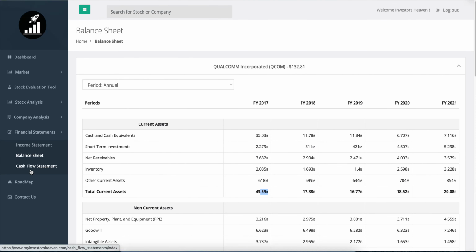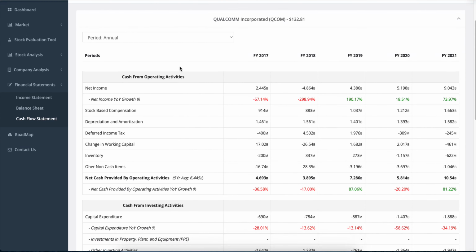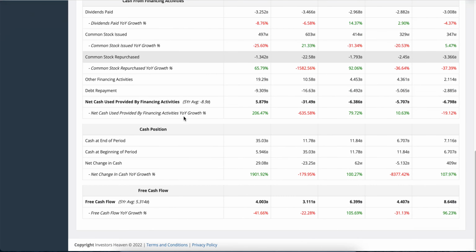Now, the cash flow statement, again, same story. You will see here that it's all a breakdown in terms of operating activities, investing activities, financing activities, and the cash position of the company, which again tells you the story.